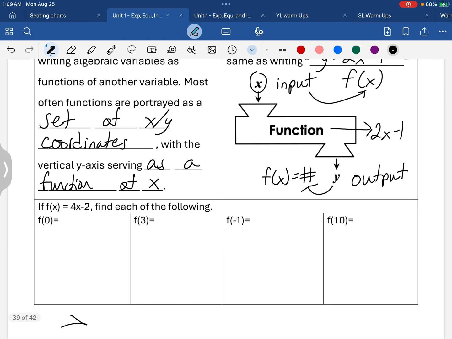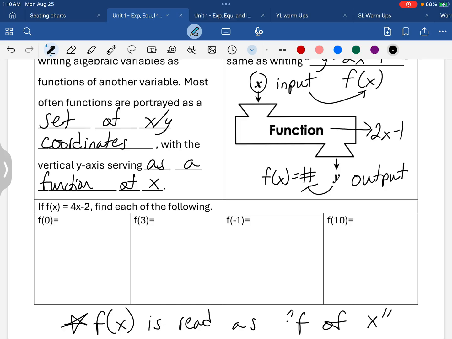So down here, put a little star. I want you to write f of x is read, well, f parenthesis x, close the parenthesis, as f of x. And if it has a j, you would say it as j of x. Or as a g, you would say it as g of x.